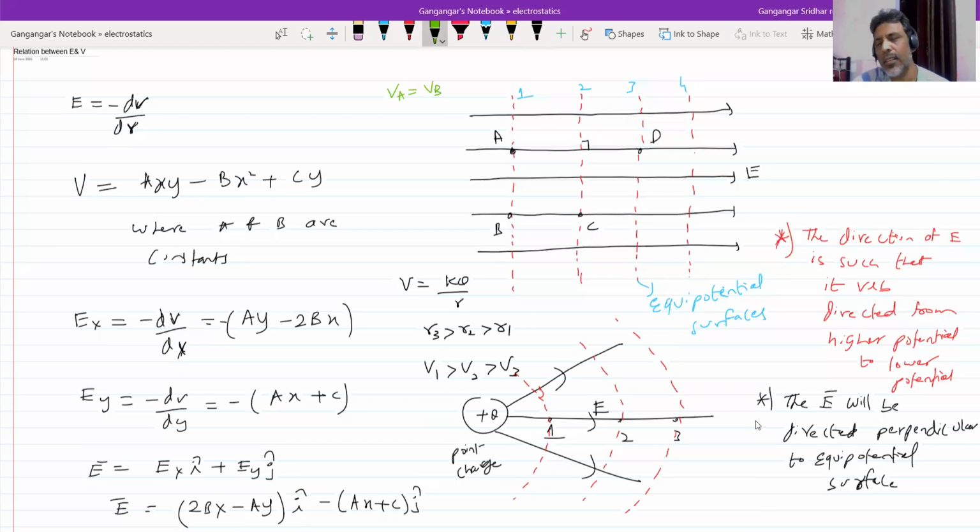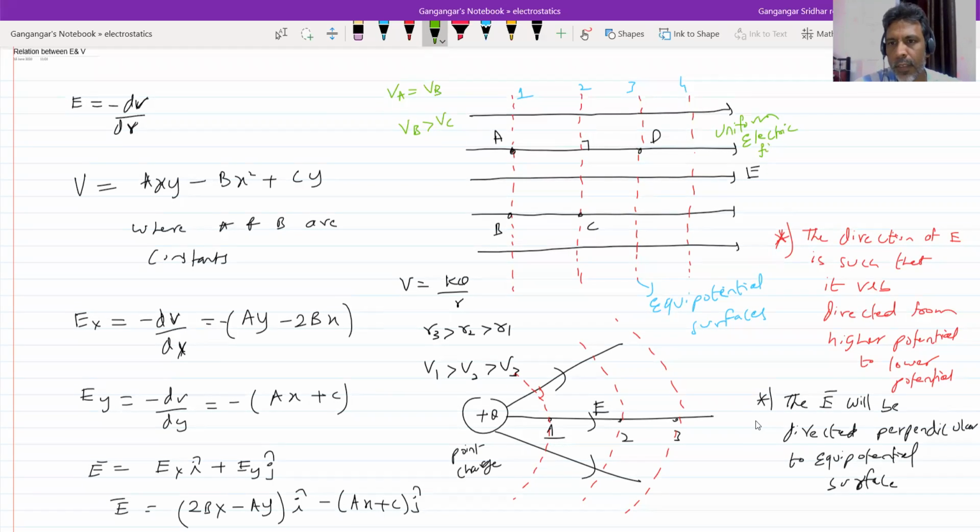Any reason for that? Because A and B are lying on the same equipotential surface. Then what about B and C? Potential at B must be greater than C. Any reason? Because E bar will be directed from B to C. And moreover, there's a uniform electric field. What is this condition?